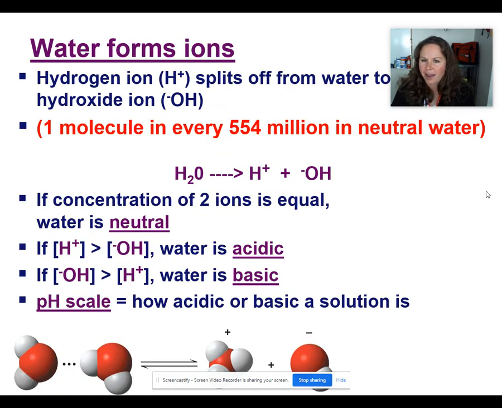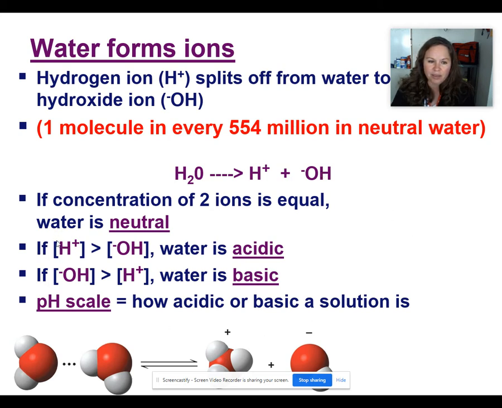Water can form ions, though. Once in a while, one molecule in every 554, at least in neutral water, will break away the H from the OH. If that's the case, then we have a hydrogen on the loose and a hydroxide on the loose. Hydrogens by themselves have a +1 charge and hydroxides have a negative charge. When you have these two components in water or in a solution equal, we say that that's a neutral pH.